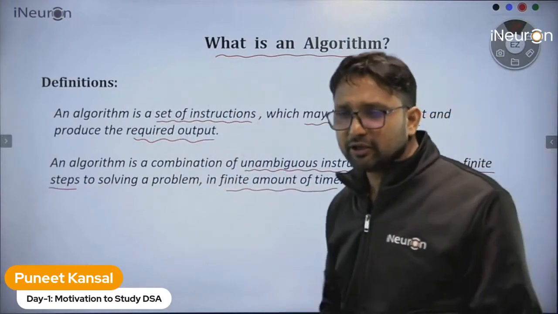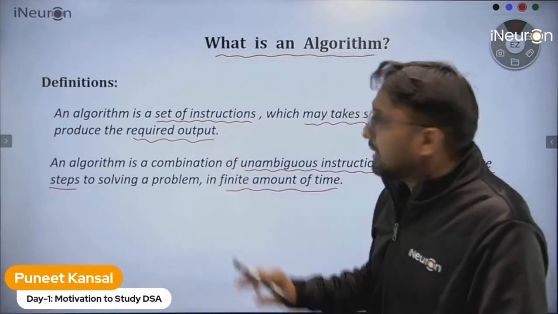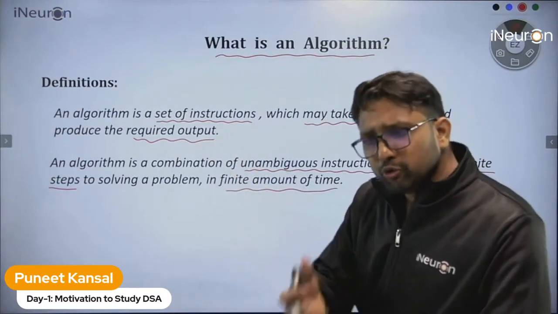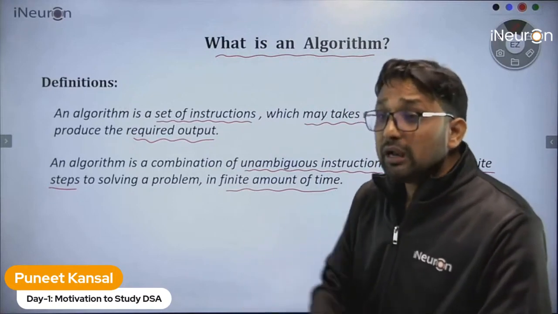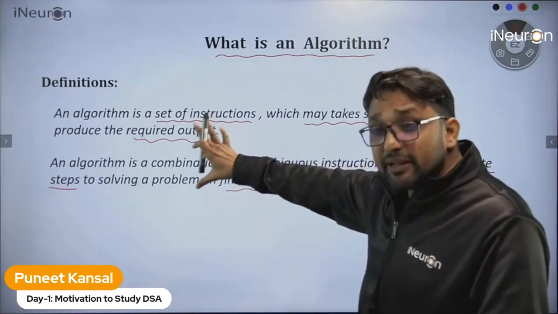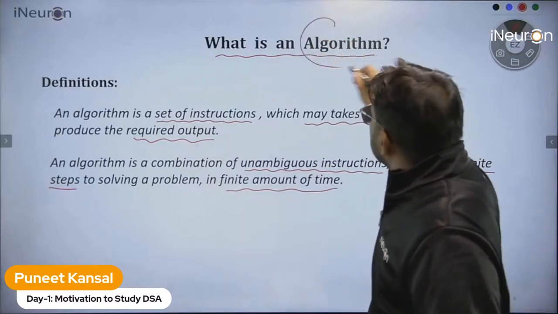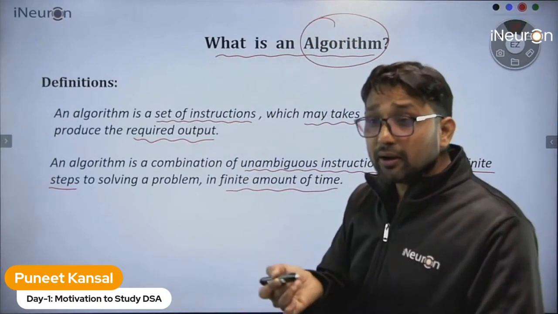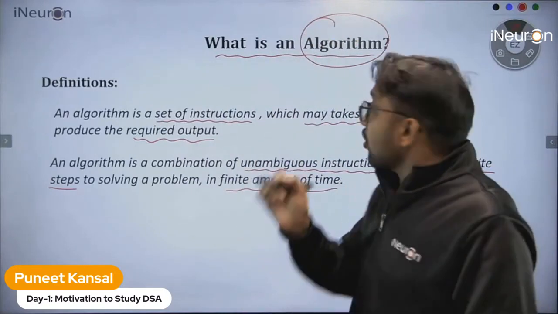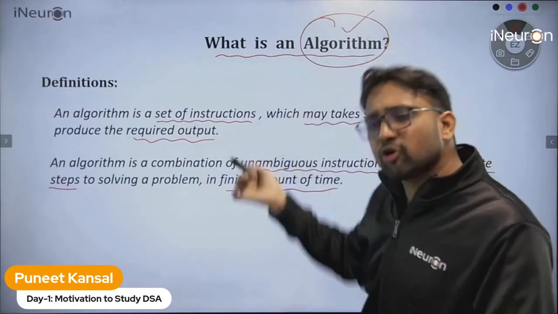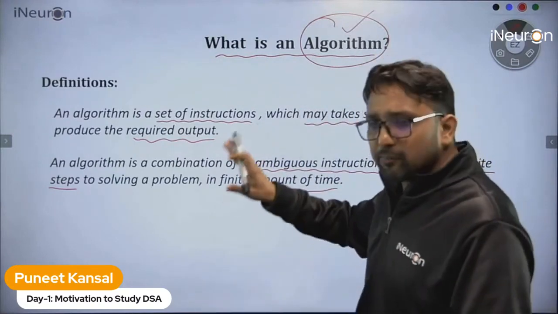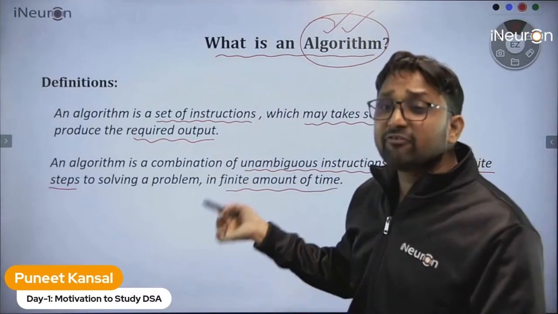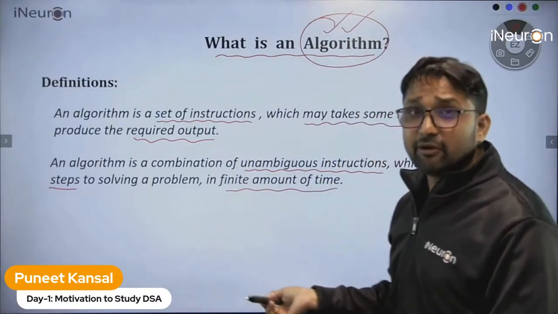Let me tell you one thing. You do not need to cram the definitions. Whenever somebody asks you about the definition of something, you can make your own. Definition means you are representing that thing in one or two lines. You are adding the most important property of that thing in one or two lines. That will become the definition of that thing.